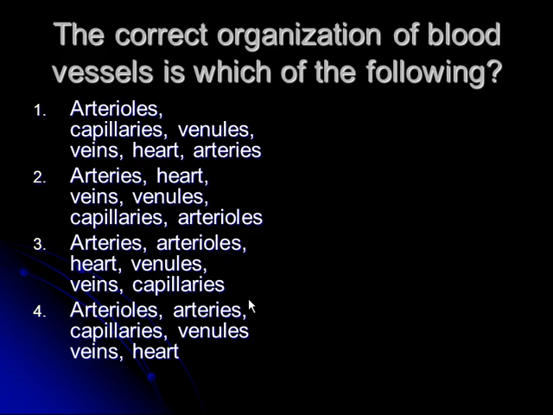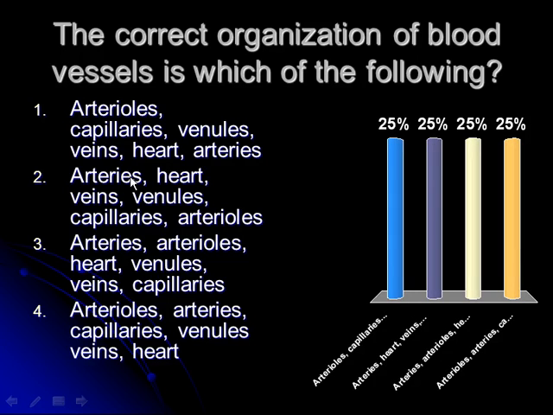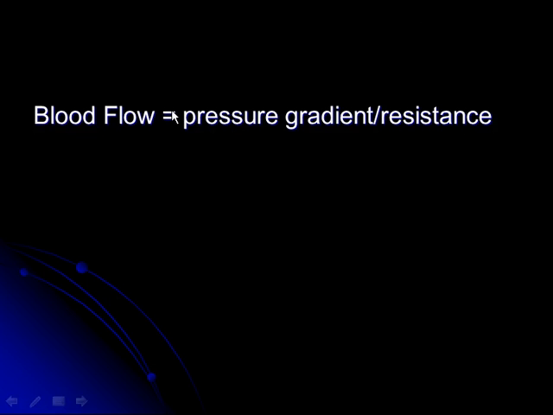What's wrong with number 2? Arteries to the heart. Arteries always leave the heart. You know number 2 is wrong. How about arteries to arterioles to the heart? No. How about arterioles to arteries to capillaries? What's wrong with that? Arterioles and arteries are backwards. So you know 2, 3, and 4 are wrong, and it had to be number 1. It's a circulatory system. It doesn't matter if I start with capillaries and work my way up. It's a circle. Write this down and put a star by it. You need to know this forever.